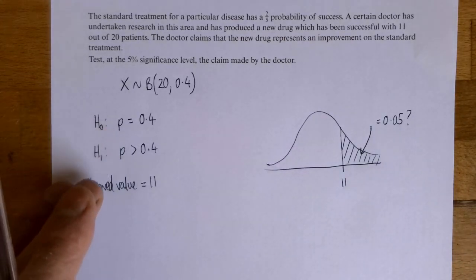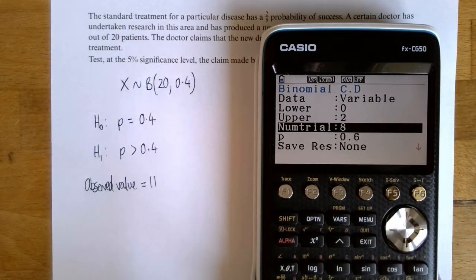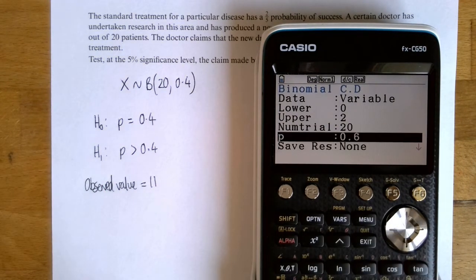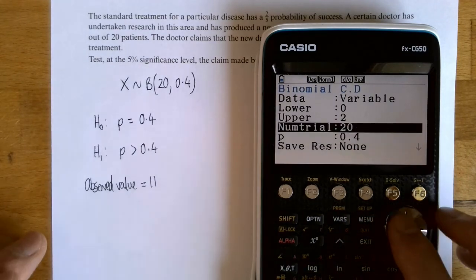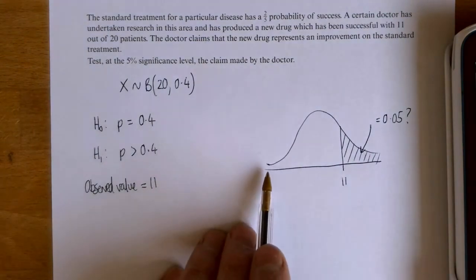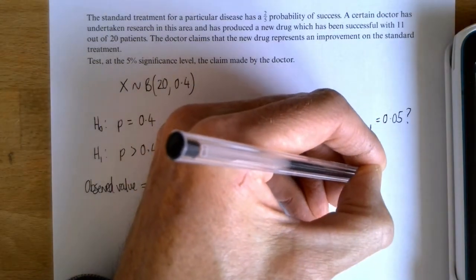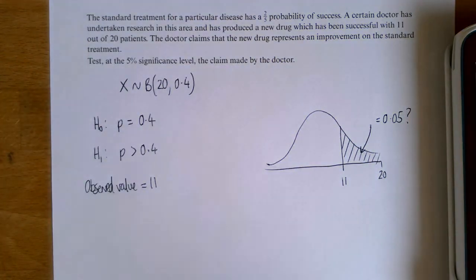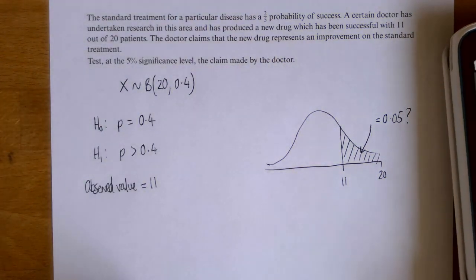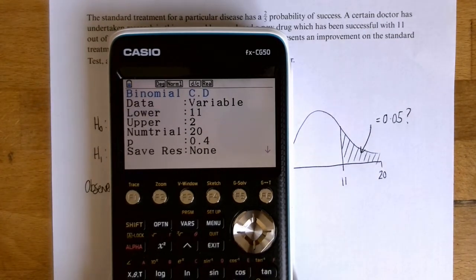So let's enter the variables on our calculator. So this time we need 20 as our number of trials, and the probability is 2/5, 0.4. And can you see the difference this time? We're not looking at the bottom end, now we're looking at the top end. Now the maximum value is 20. You're only testing 20 patients. So this time I'm looking for the probability between 11 and 20. So my lower is 11 and my upper is 20.